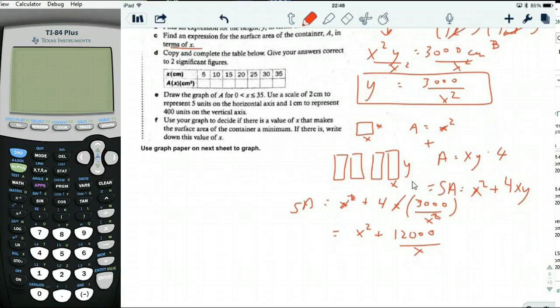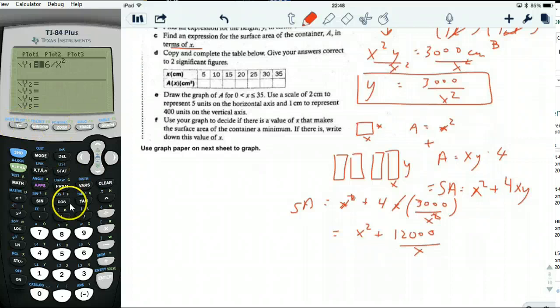Okay, and then we have the table below. Give your answers correct to two significant figures. This is similar to what we were doing above. We're just going to figure out the area for different values here. And again, we can use our calculator to do all the hard work here.